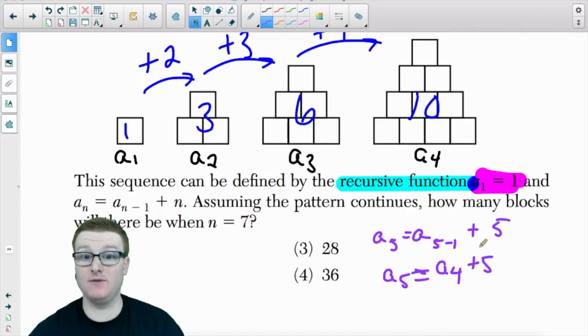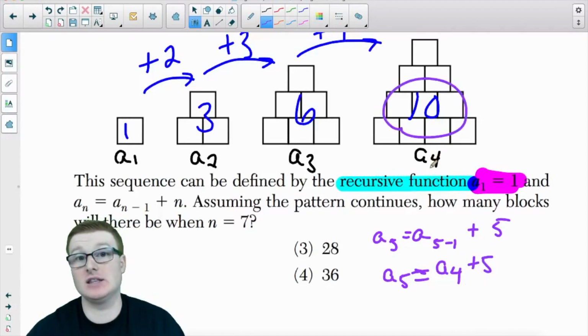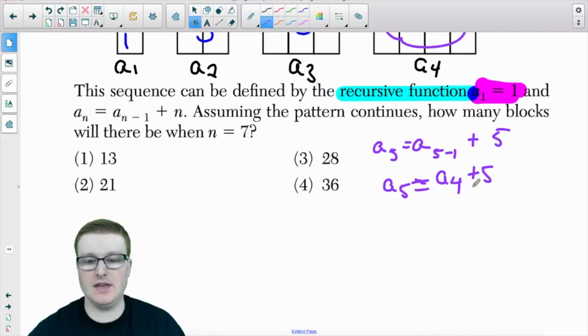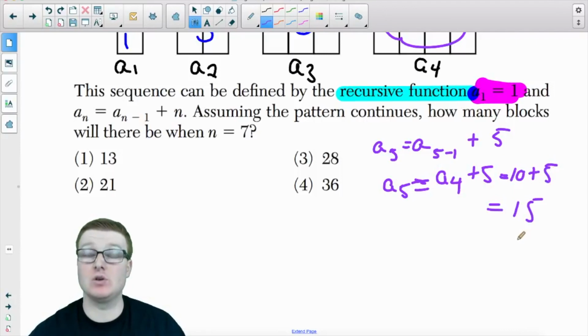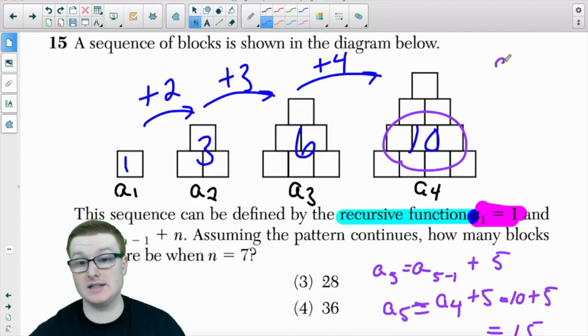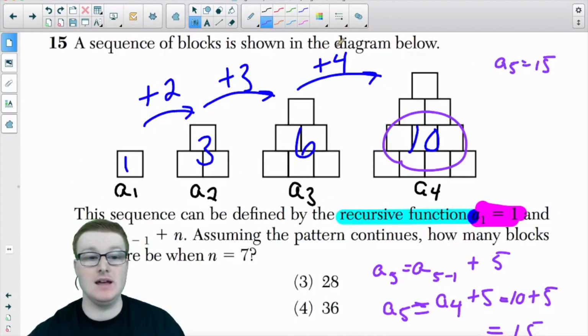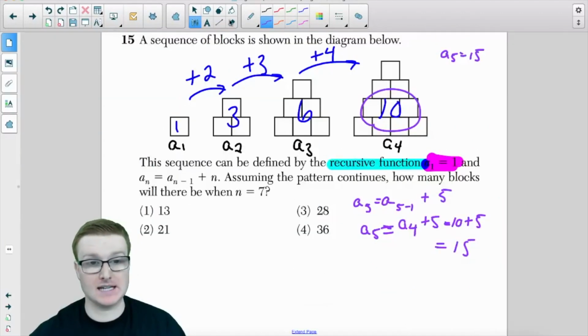Well, what is a sub 4? It's 10, because those are the amount of blocks right there. So we get 10 plus 5, your answer is 15. So that is a sub 5. We know that a sub 5 is equal to 15. Let's go ahead and solve for a sub 6.